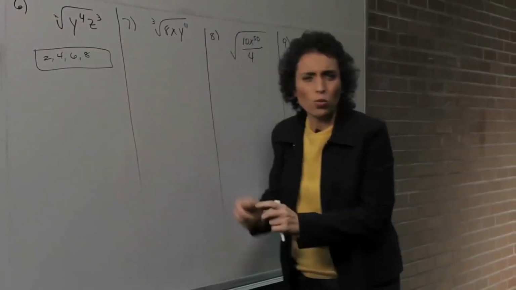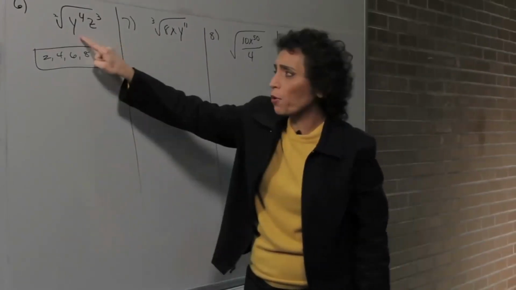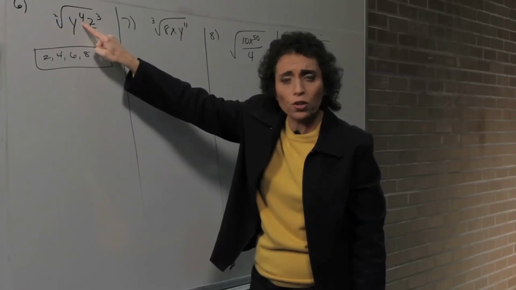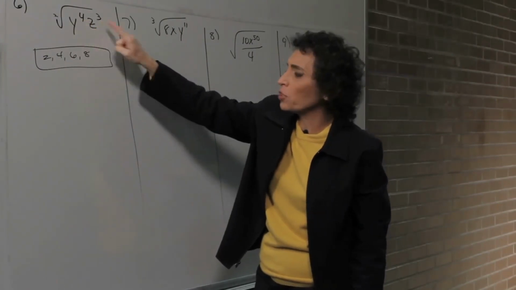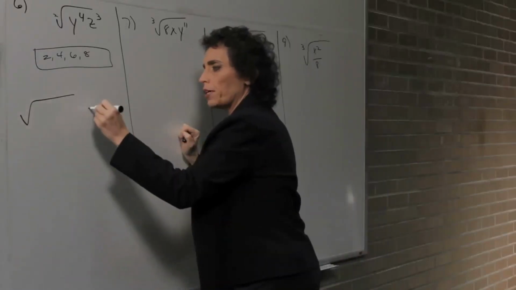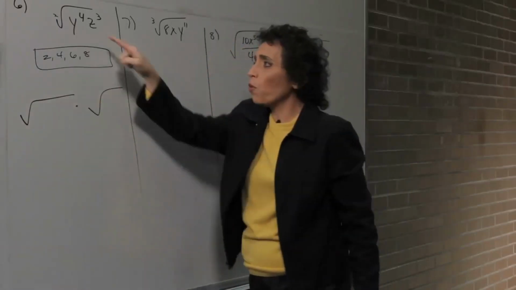Why am I doing this anyway? Okay, I'm doing this because this whole product is not a perfect square. Y to the 4th is a perfect square, but z cubed is not because of that 3. I went a little too far, but that's okay. Here we go. Break it up. Y to the 4th is perfect.